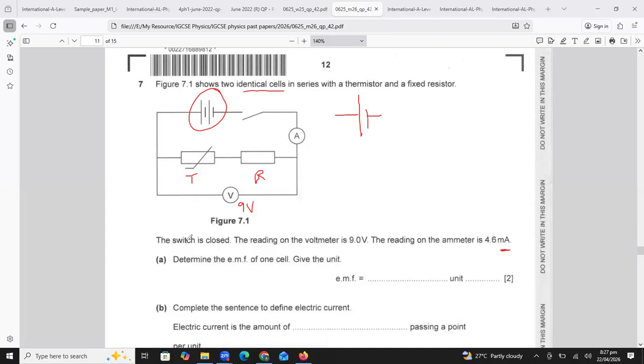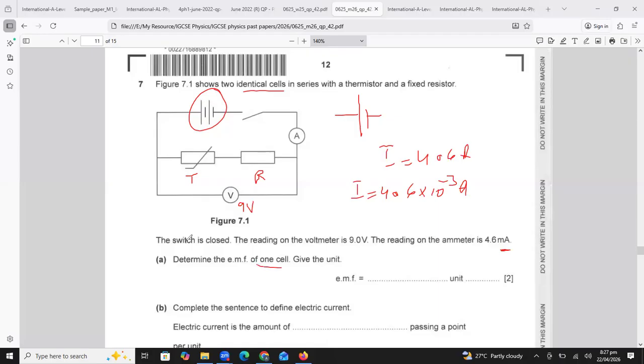You know, most of the time students make this type of mistake. They write the value of current as 4.6 ampere. They overlook this m. So remember, beta, it's a milliampere current. Milliampere means 4.6 into 10 raised to power minus 3 ampere. It's a very small current. Okay. Now they are asking, determine the EMF of one cell.